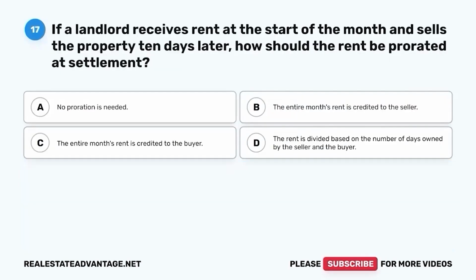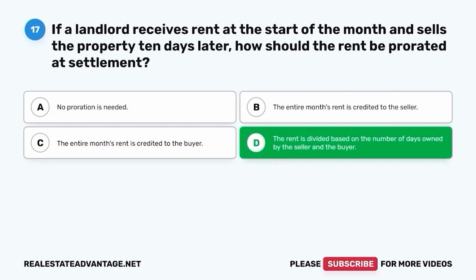would separately. Question 17. If a landlord receives rent at the start of the month and sells the property 10 days later, how should the rent be prorated at settlement? A. No proration is needed. B. The entire month's rent is credited to the seller. C. The entire month's rent is credited to the buyer. D. The rent is divided based on the number of days owned by the seller and the buyer.